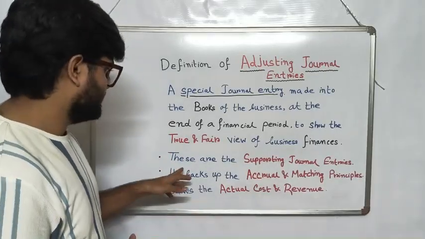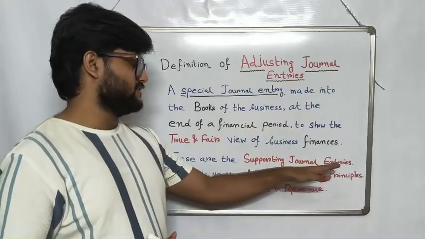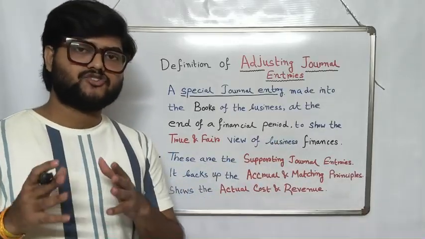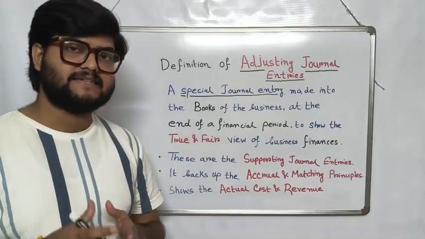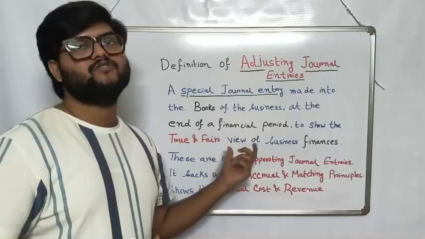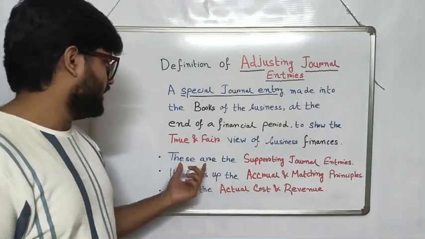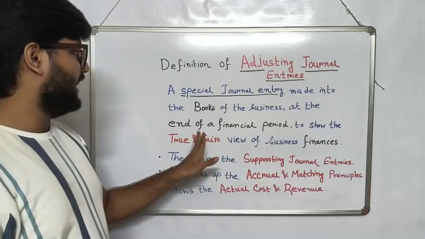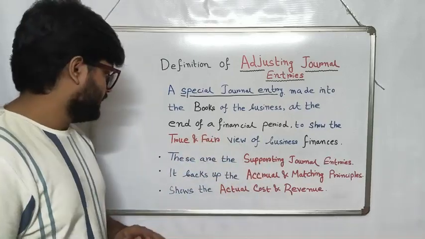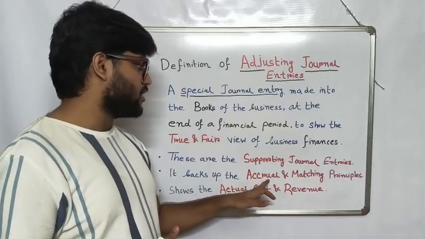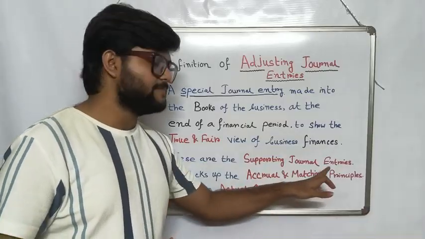These are the supporting journal entries. Supporting journal entries means that apart from the actual journal entries that are taking place in the business, to show the true and fair view of the organization, we are using these supporting journal entries at the end of a financial period. The next one says that it backs up the accrual and matching principle.